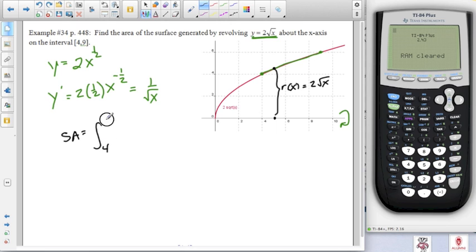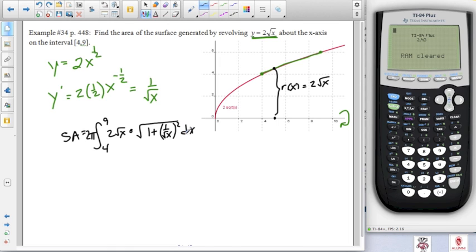to 9. And we have our r of x here, so we've got 2 pi r of x. So I'm going to squeeze that 2 pi out in front. Our r of x is 2 times the square root of x, and then times our arc length. And of course, that arc length expression is 1 plus the derivative squared. So we're going to have to square that.